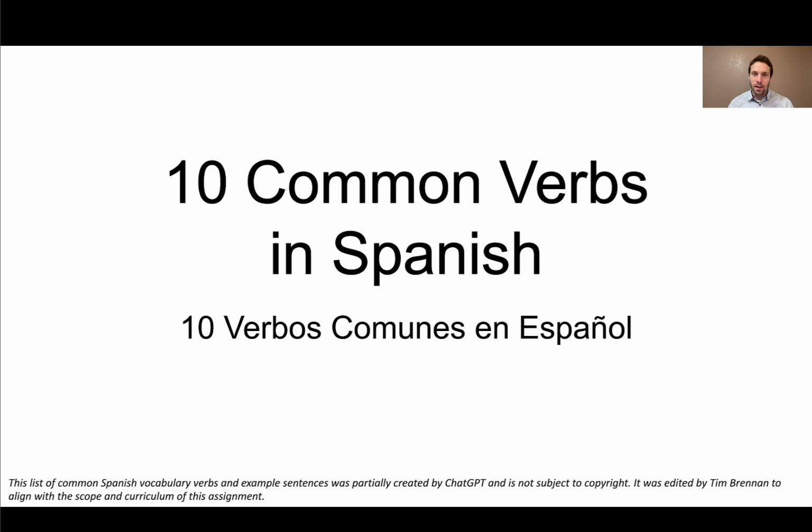Today we're going to learn 10 common verbs, or verbos comunes. That's very common verbs in Spanish. These control the action of the language, and these are super helpful. You'll see them all the time in the Spanish language. They're also very good for use in your projects and presentations in this class.